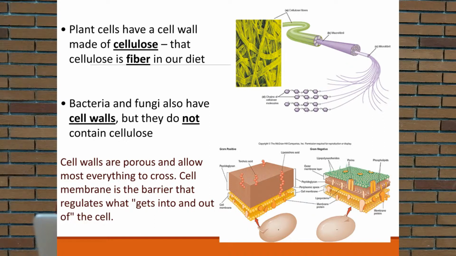The cell wall functions as a gate, which separates the cells from the surrounding environment. It is porous and allows most things to cross, like a barrier that is able to regulate what gets into and out of the cell. In this slide, you can see the cell walls in plant cells and bacterial cells, and the different layers of each.